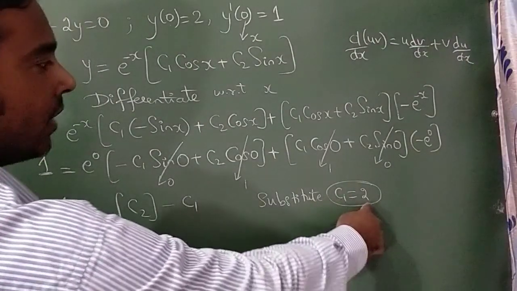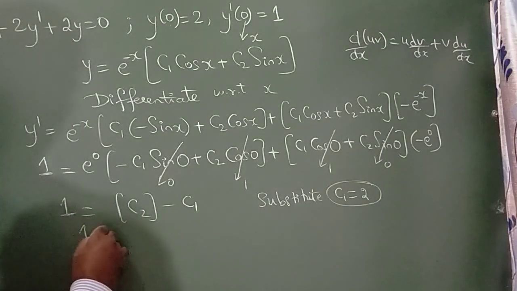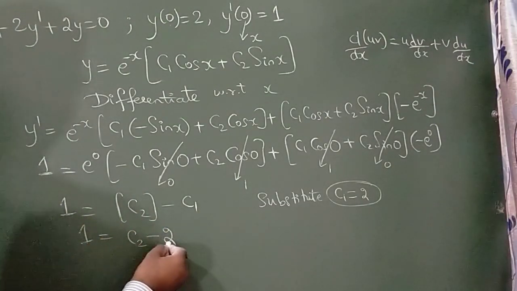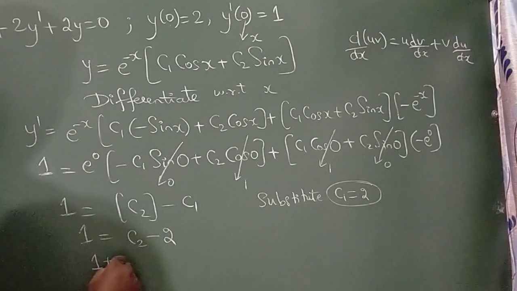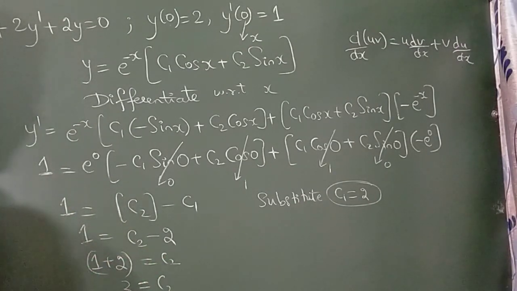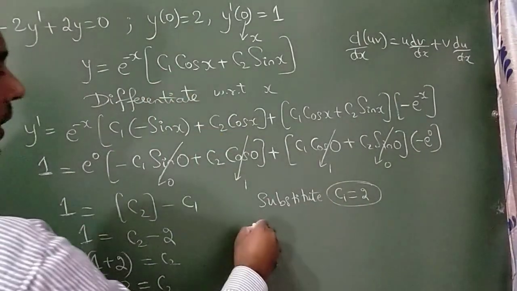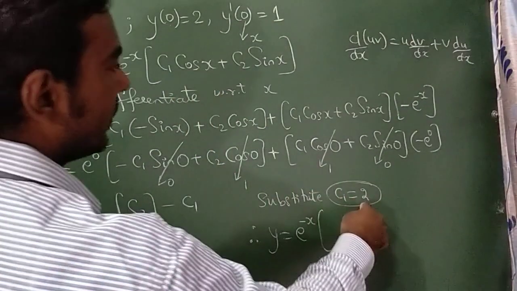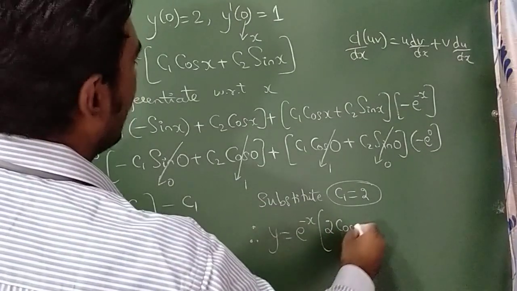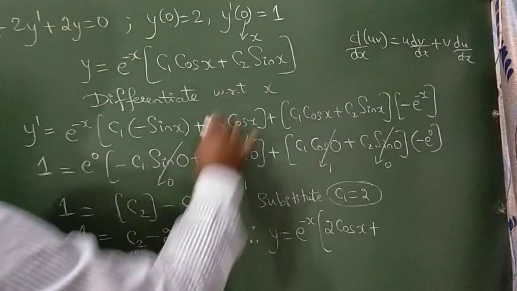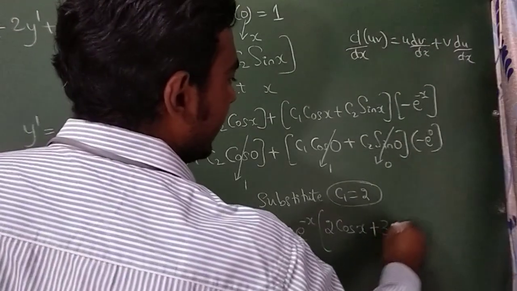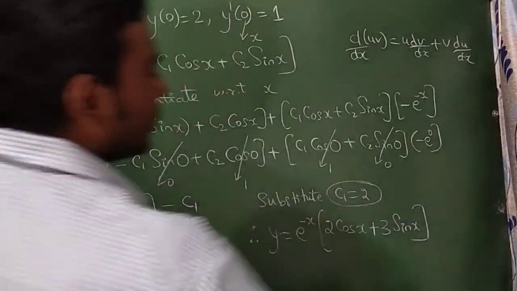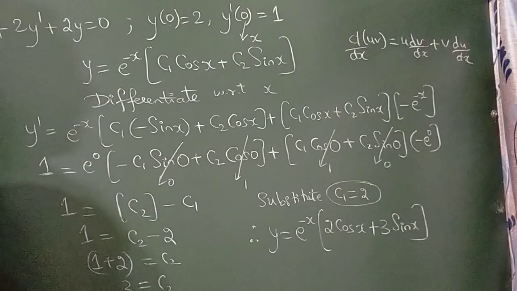Substituting c1 value as 2 here, 1 is equal to c2 minus 2. Take this minus 2 to the left hand side, so it will become plus. So c2 will be 3. Now substituting c1 value and c2 value in this equation, so what do I get? Therefore y is equal to e raised to minus x, c1 value is 2, so I'll write 2 cos x plus c2 value is 3, so 3 sin x. So this completes your third answer.